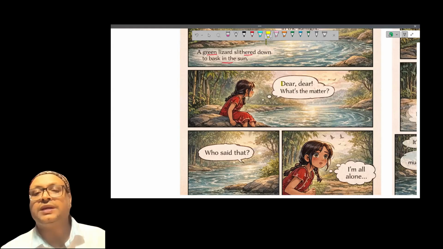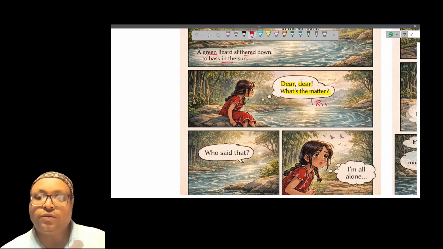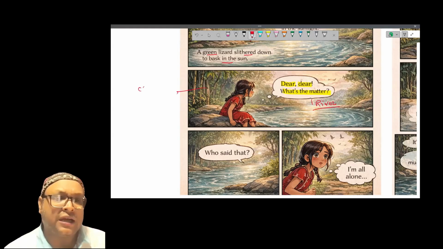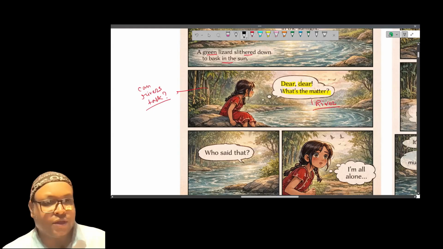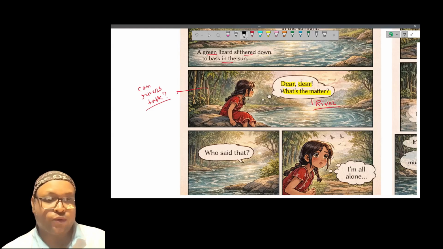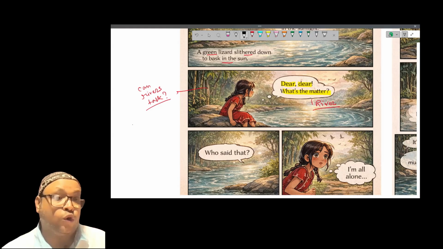Dear, what is the matter? Actually, this is spoken by the river. The river was talking. Now, do you think a river can talk? Can river or rivers talk? No, normally they don't. But in literature, when we make inanimate objects or natural bodies like a river talk, we call this personification.